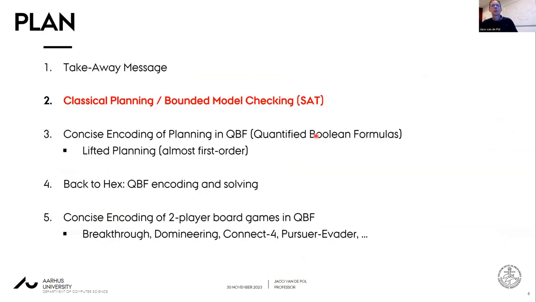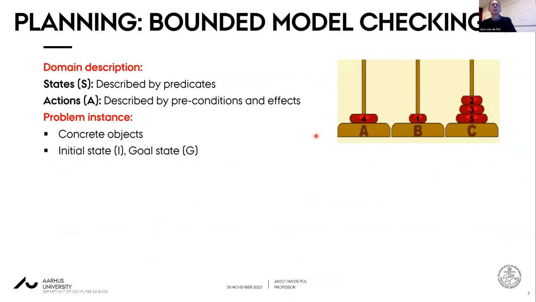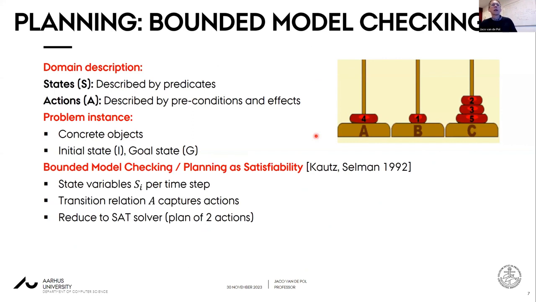Good. I think this was the quick run through. So there was already some message here. So now I would like to make a short detour through planning and how we got to QBF. Actually, we started in planning, not in games. So planning, well, you know this, right? You have some worlds, you have some actions, and you want to find the shortest plan to reach a certain goal from a certain initial state. That's just classical planning. And people have been using SAT solving to solve that.